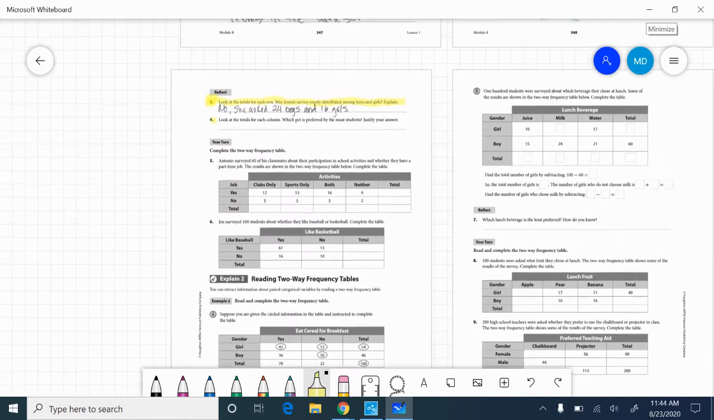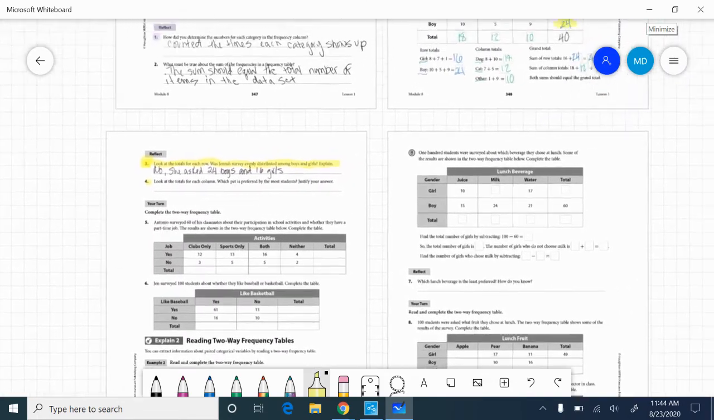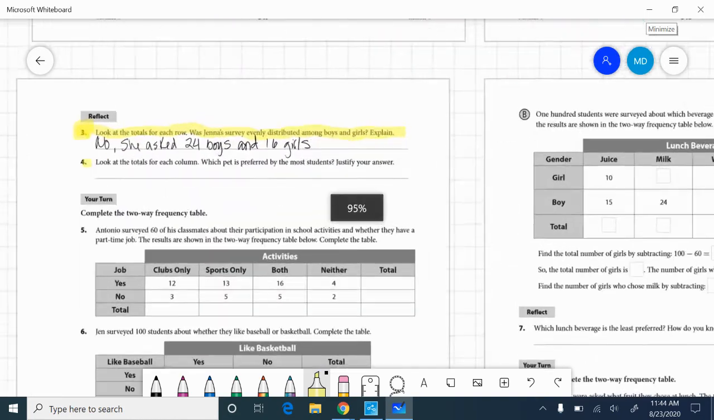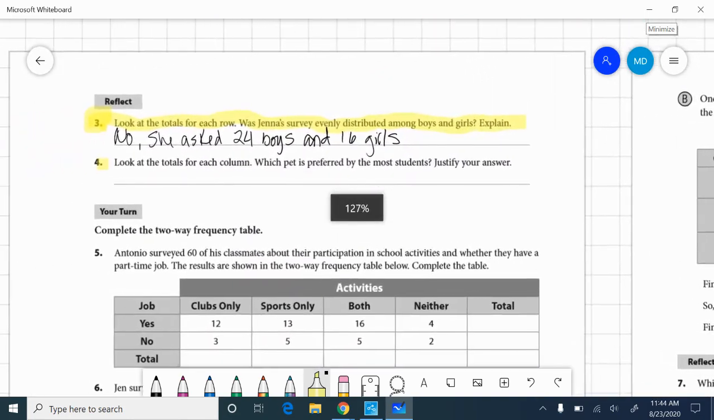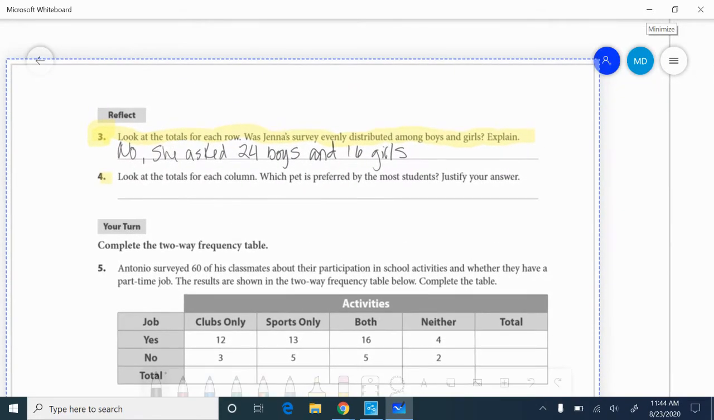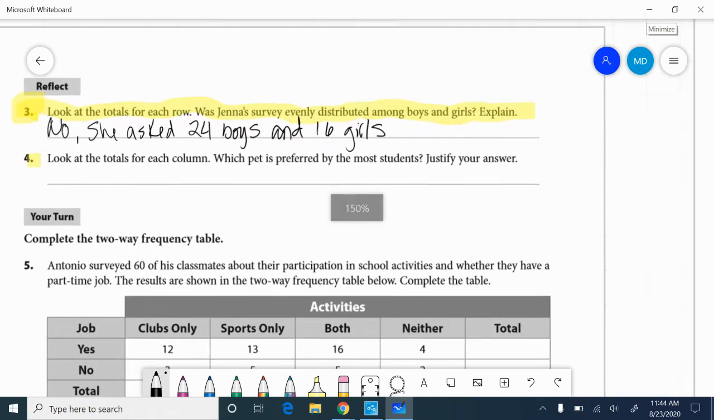Which pet is preferred by the most students? So if we look at our columns for the pets, we have 18 for a dog, 12 for a cat, and 10 for others. So the biggest value is for the dogs. And so that's what we're going to add into the answer here. And we want to justify our answer, which means we can't just write dog. We need to write some reasoning behind it.